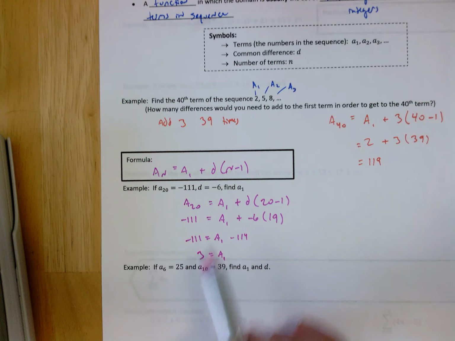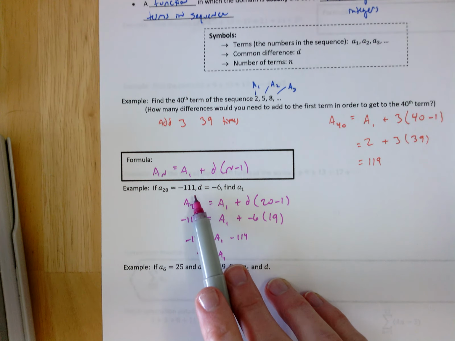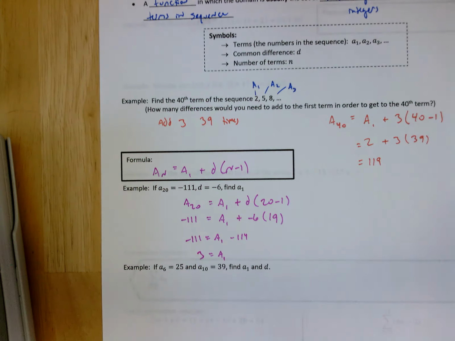And then do a quick check. Does that make sense? If I start with 3 and I subtract 6 a whole bunch of times, does it make sense that I'm going to end up at negative 111? Yeah. Yep, that makes sense.